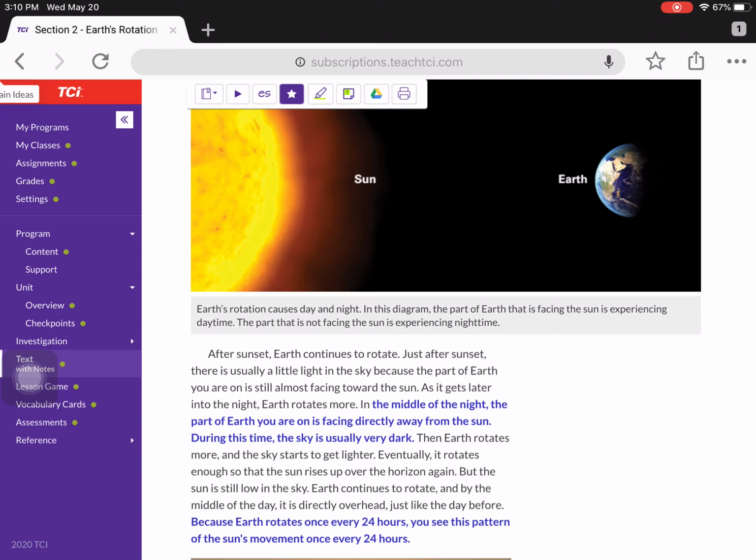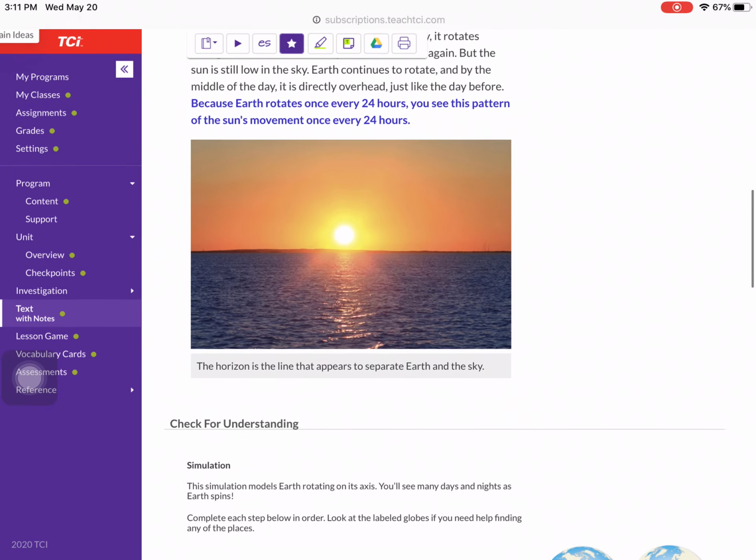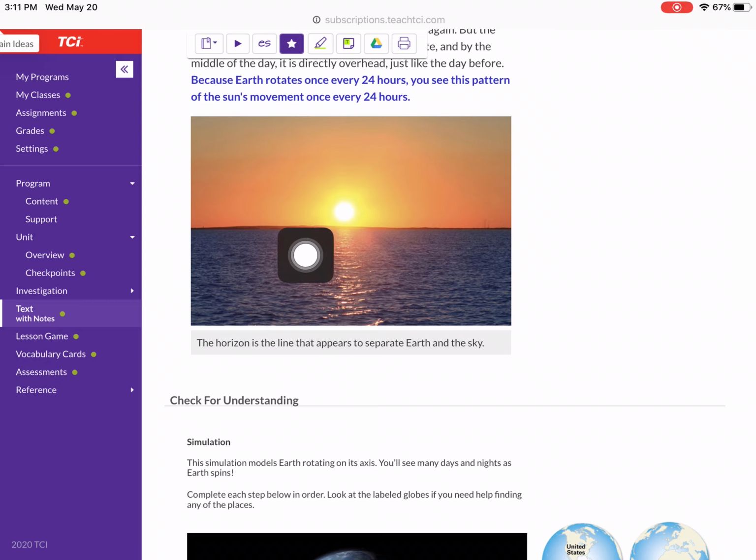Eventually, it rotates enough so that the sun rises up over the horizon again. But the sun is still low in the sky. Earth continues to rotate, and by the middle of the day, it is directly overhead, just like the day before. Because Earth rotates once every 24 hours, you see this pattern of the sun's movement once every 24 hours. And here's the horizon, right? Just like beyond the horizon.